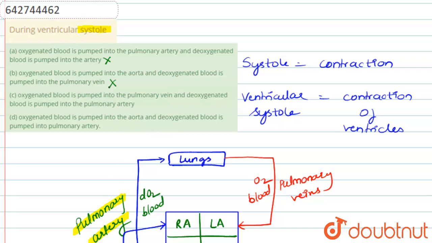Coming to option C, oxygenated blood is pumped into the pulmonary vein and deoxygenated blood is pumped into the pulmonary artery. Again, this is a wrong statement, because during the ventricular systole, the oxygenated blood is not pumped into the pulmonary vein, it is pumped to the aorta. So this is also a wrong statement. Then comes the fourth statement, that is oxygenated blood is pumped to the systemic aorta and deoxygenated blood is pumped to the pulmonary artery. This is the correct statement. So option D is the correct answer.